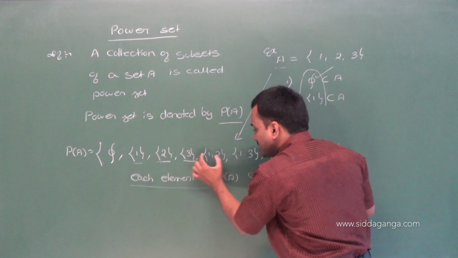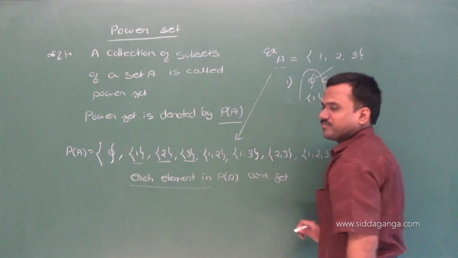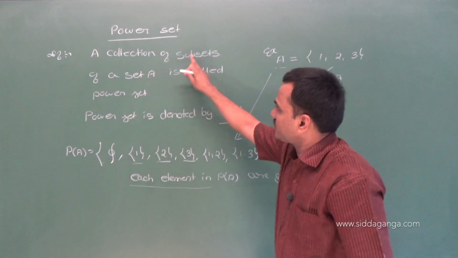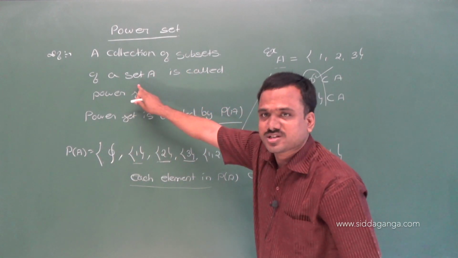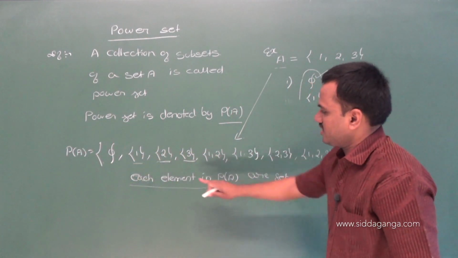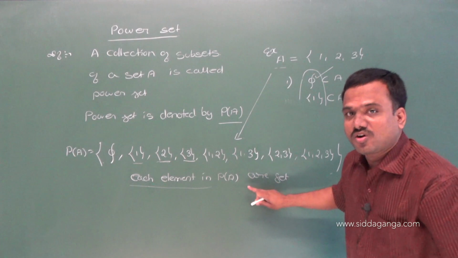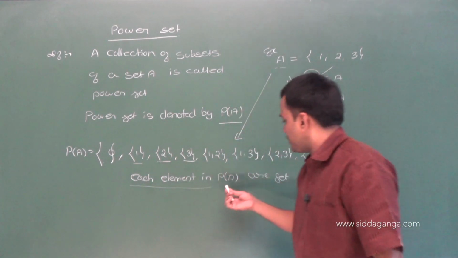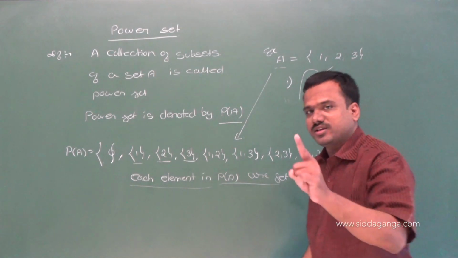So these elements are nothing but what? It is a set. Clear? So power set means it is a collection of subsets of a set A. So power set is denoted by what? P of A. So each element in P of A, very important point. Once again I say that each element in P of A are nothing but what?